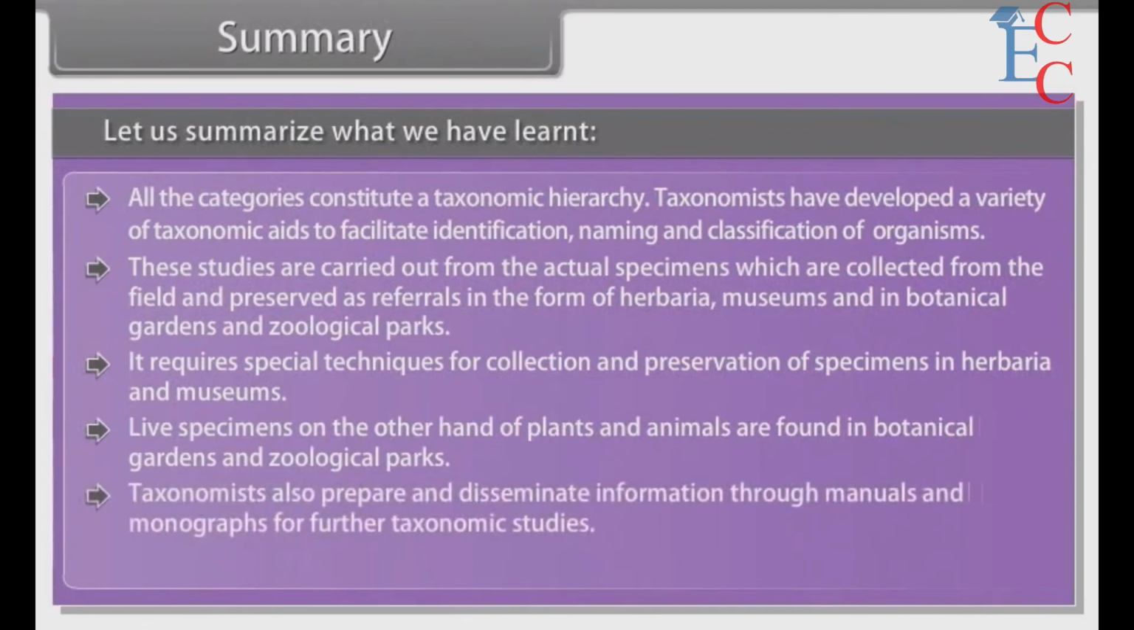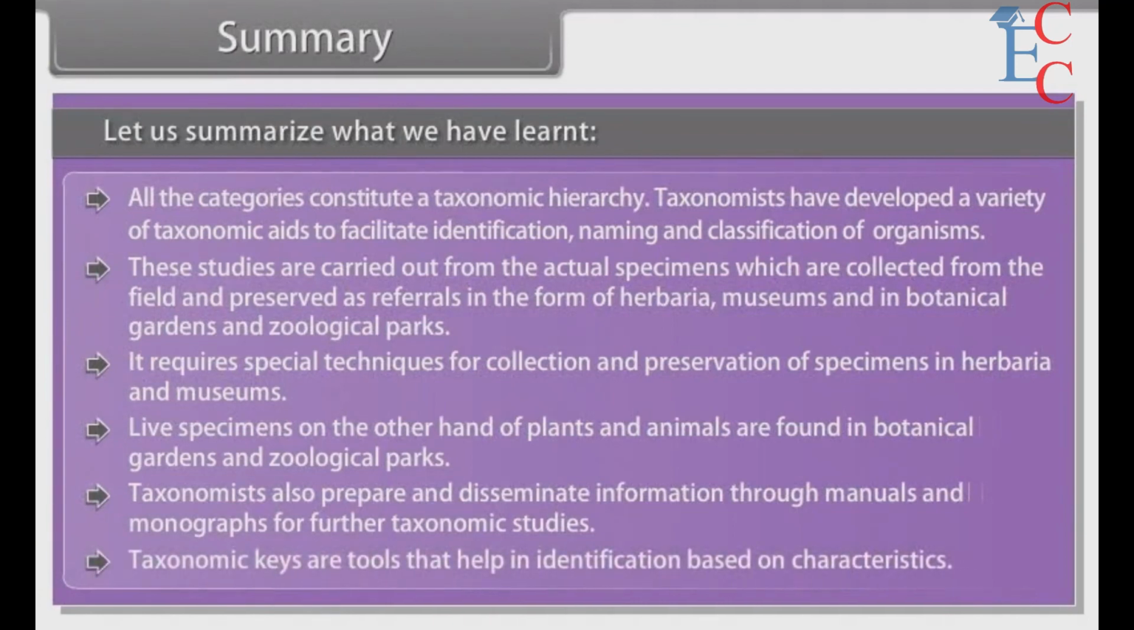Taxonomists also prepare and disseminate information through manuals and monographs for further taxonomic studies. Taxonomic keys are tools that help in identification based on characteristics.